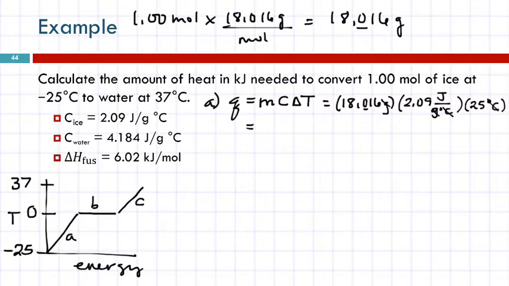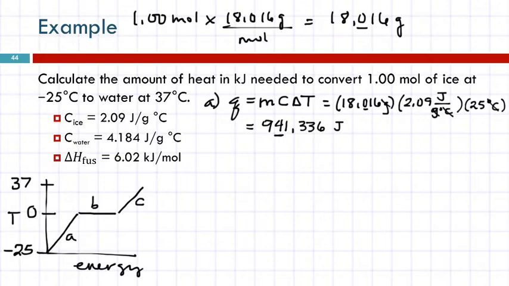And so for segment A, we get 18.016 times 2.09 times 25, which is 941.336. Sig figs: 25 has 2 sig figs, so we get 2 sig figs there. And the unit is joule. Make sure you write that down.